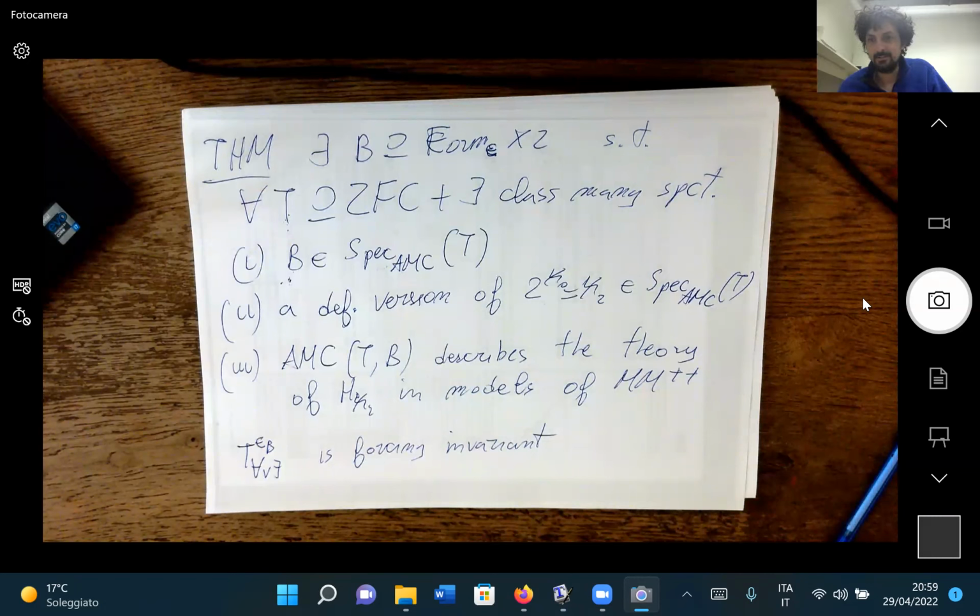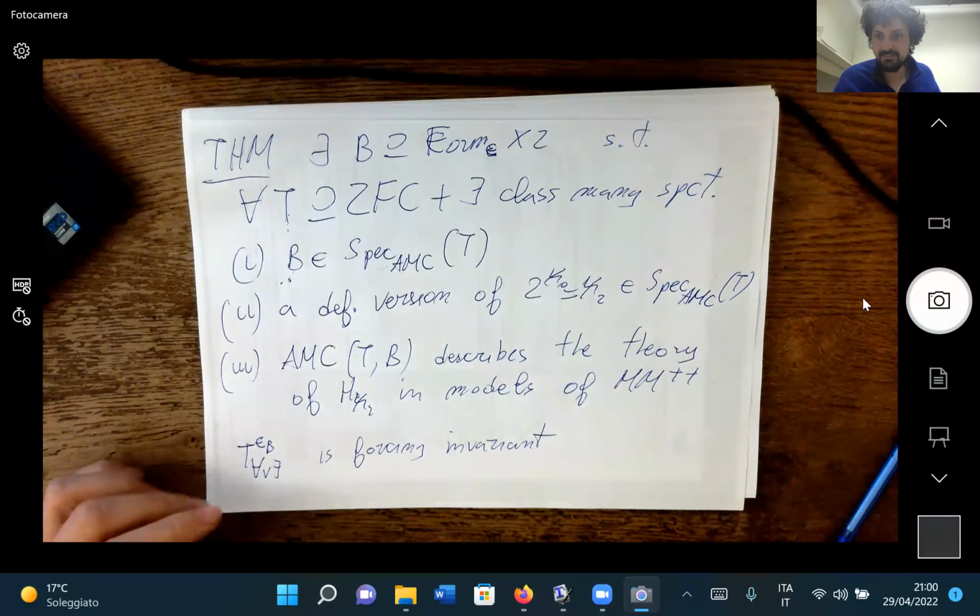All right. Are there questions? I guess I have one. So this point number 3 in this theorem, can you say a little bit more what describes means?